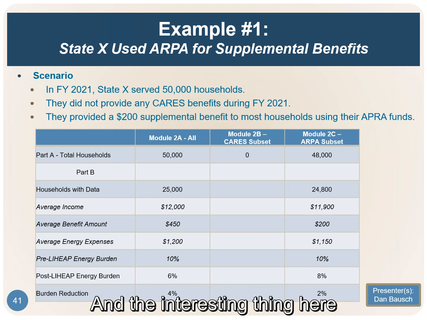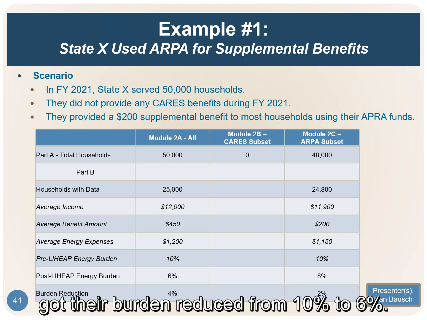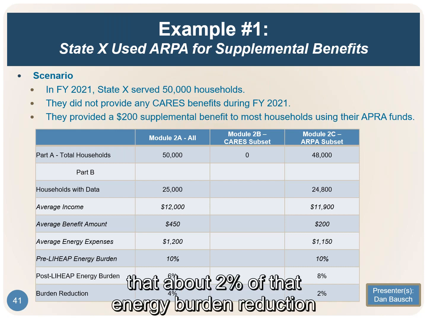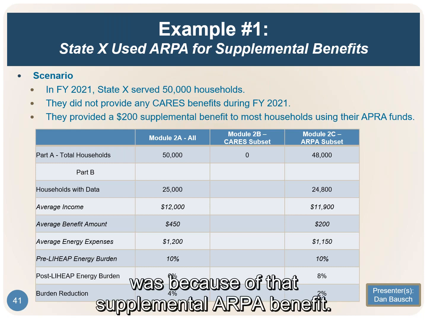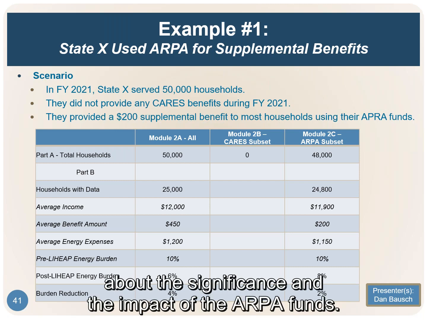And the interesting thing here is that you can see that overall households got their burden reduced from 10% to 6%. And the ARPA information in Module 2C tells you that about 2% of that energy burden reduction was because of that supplemental ARPA benefit. So it helps give you and OCS and others information about the significance and the impact of the ARPA funds.